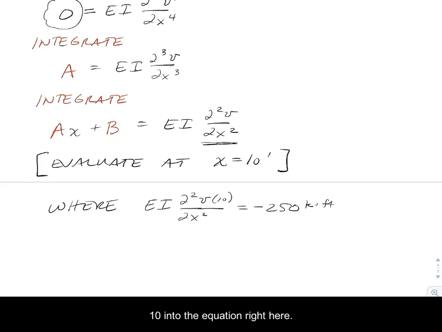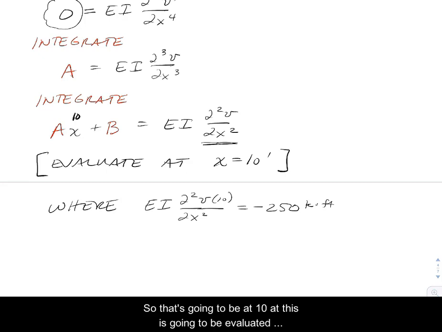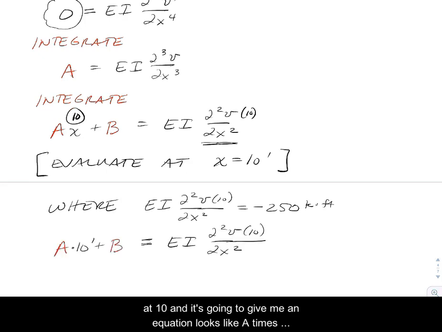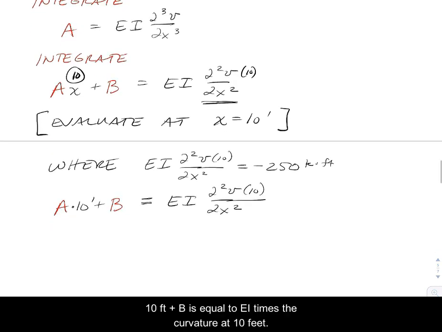So I'm just going to plug in x equals 10 into the equation right here. So that's going to be a 10. And this is going to be evaluated at 10, and it's going to give me an equation that looks like a times 10 feet plus b is equal to EI times the curvature at 10 feet.